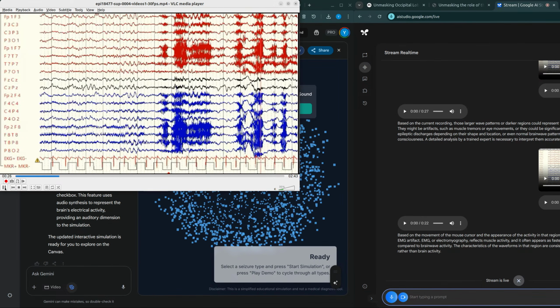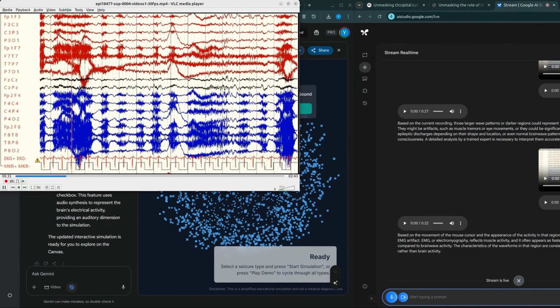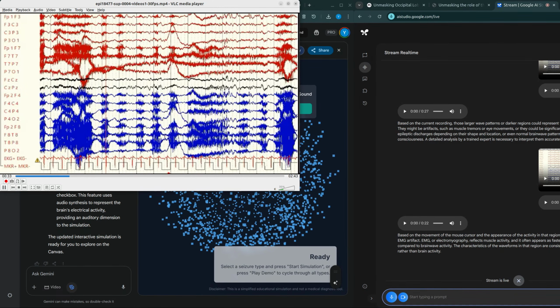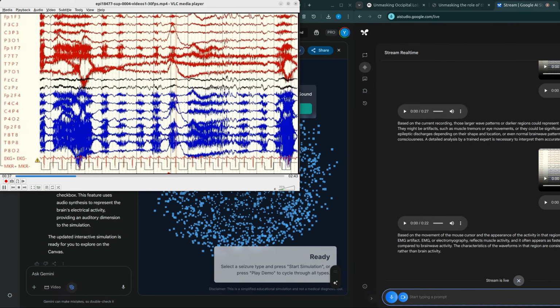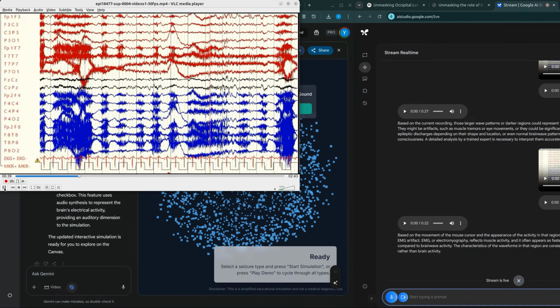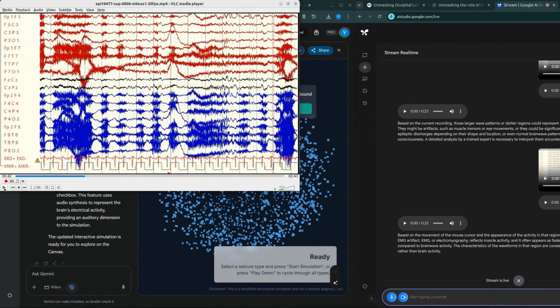Okay, let's move on. So let's assume this is muscle. What's happening right now as the signal progresses, as the recording progresses? Can you also mention the difference? What do you think the difference is between red and blue recordings?